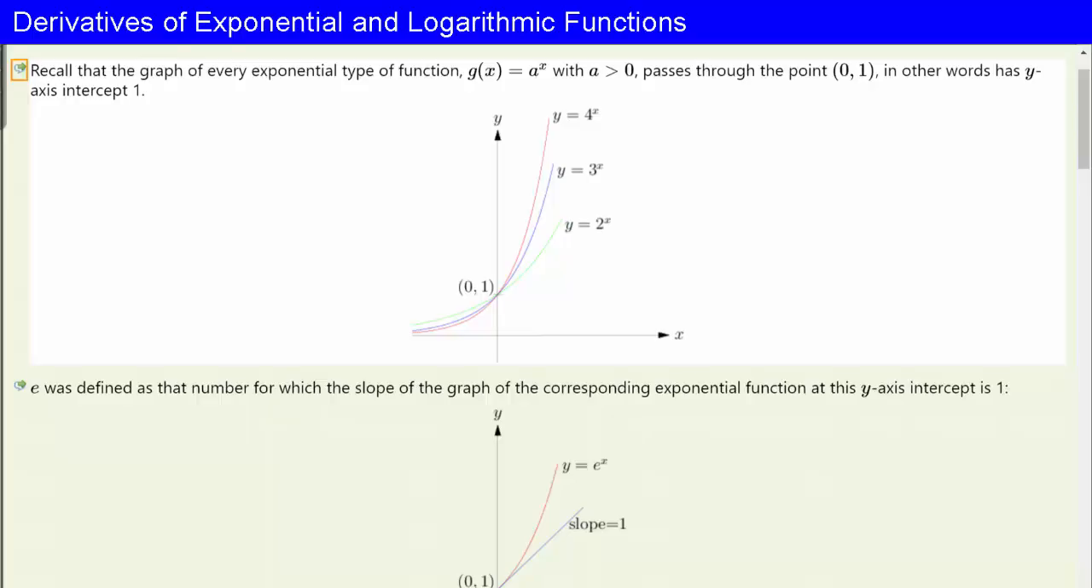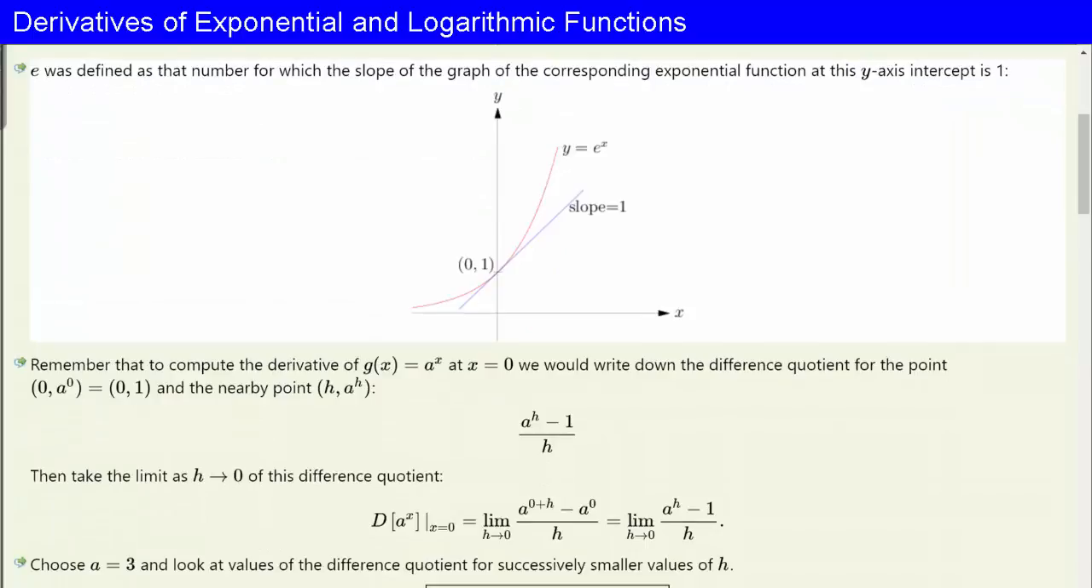Recall that the graph of every exponential type of function, g of x equals a to the x, with a positive, passes through the point (0, 1). In other words, it has y-axis intercept 1. The number e was defined as that number for which the slope of the graph of the corresponding exponential function at this y-axis intercept is exactly 1.